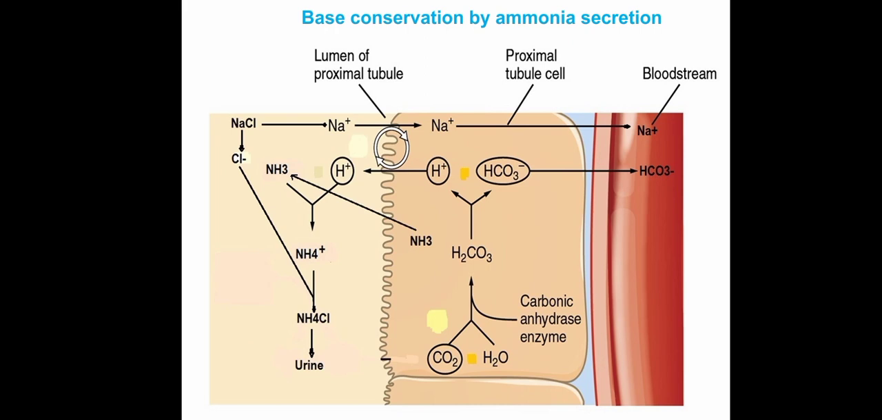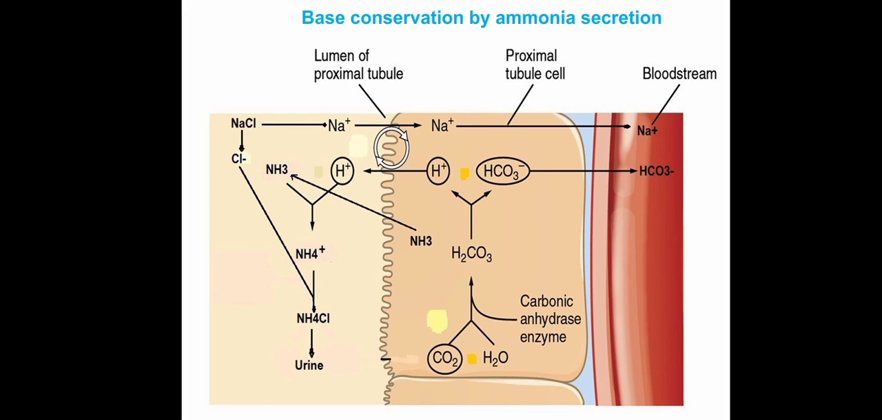Second, another mechanism is the base conservation by ammonia secretion. How does ammonia secretion occur? You can look at the figure. Same thing: the bloodstream is there, tubular cells are there, and the lumen of the tubule. Lumen means the inside portion of the tubule through which our urine is flowing, passing.